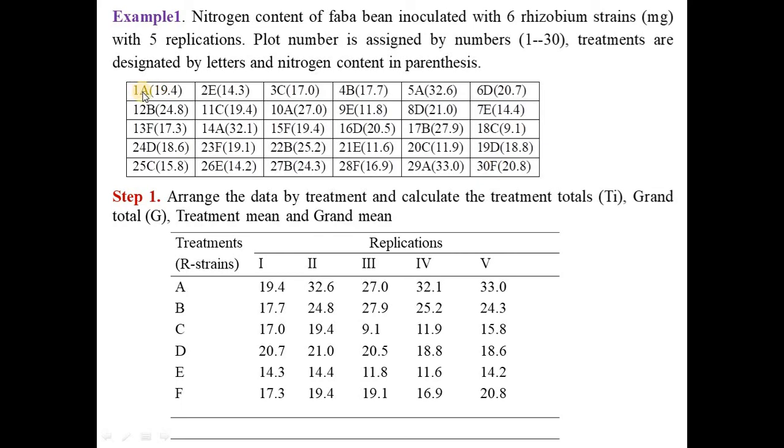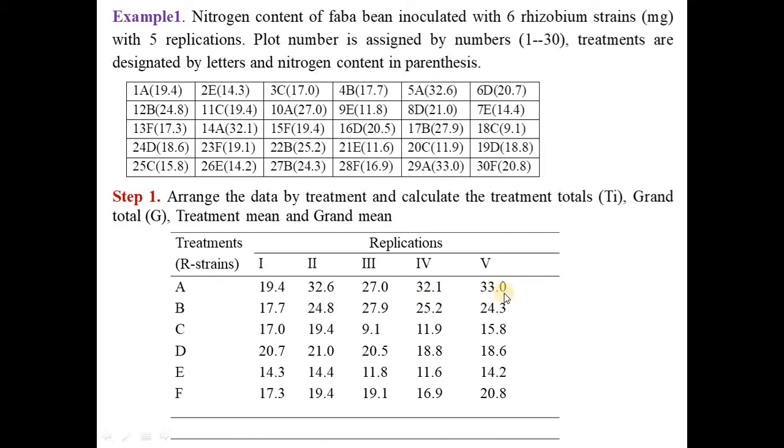In the first experimental unit there is a treatment, the first treatment, that means treatment A, and here in the bracket is the value of nitrogen content for that given treatment A, whereas here are also the values for nitrogen content and the respective treatment E. So if we have such kind of data, we have to follow the steps in the ANOVA procedure. The first step is to arrange or group the data by treatment and calculate the treatment totals, grand total, treatment means and grand mean.